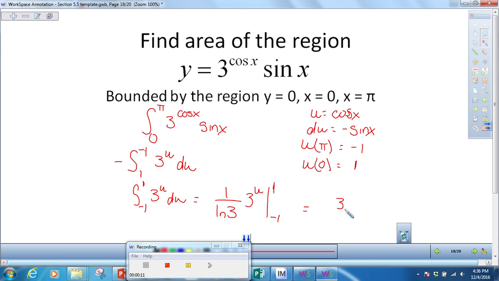So that is 3 over the natural log of 3 minus 1/3 over the natural log of 3. And that's pretty much it. This became 1/3 because 3 to the negative 1 can be written as 1 over 3.